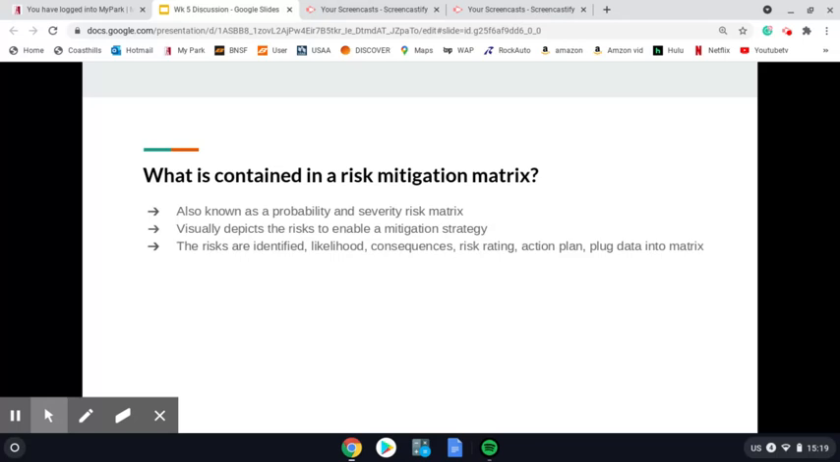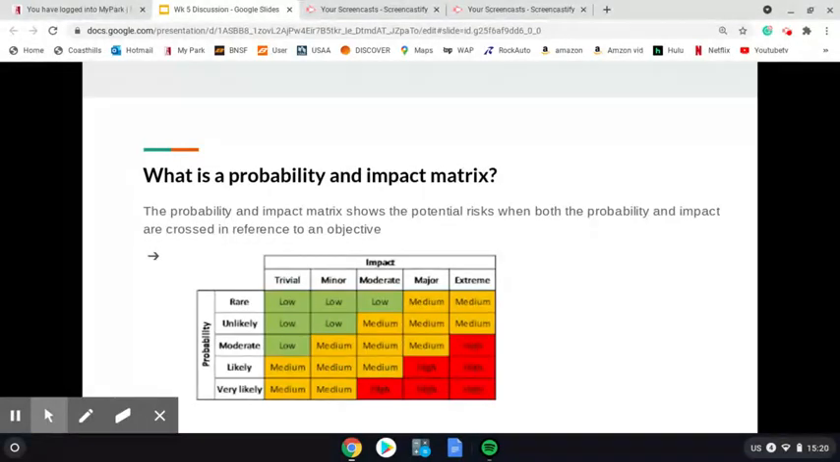So once you have a mitigation plan, you come up with a matrix on how you're going to get it done. So the risk is identified, the likelihood, the consequences, the risk rating, the action plan. That all goes into the matrix to show where it's at, how it's getting done, and who's doing it. This is an example of the probability and impact matrix.